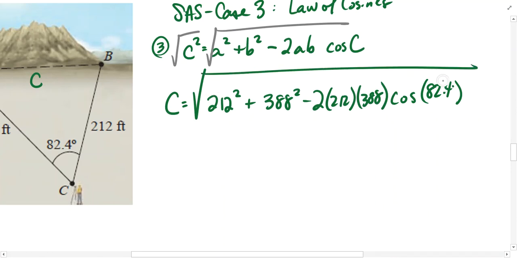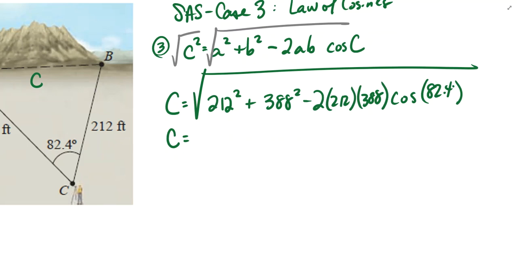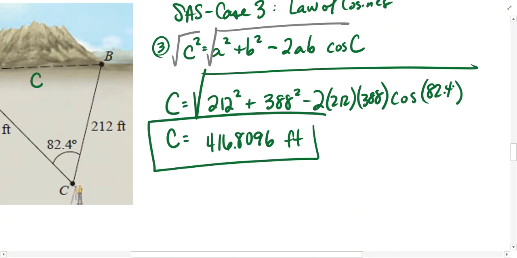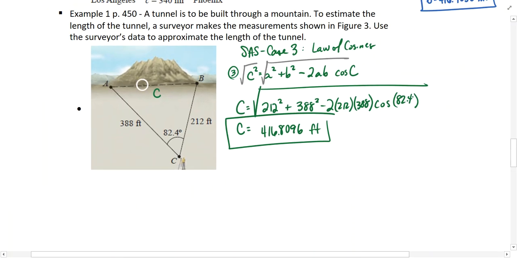If I take the square root of this total result, then I'll obtain the correct distance for side length C. And I can enter this in a calculator in one step, and that's what I'm going to do off screen right now. And after entering this expression in the calculator, I obtain 416.8096, and that measurement is a distance in feet. So evidently the tunnel through the mountain has to be approximately 417 feet in length.